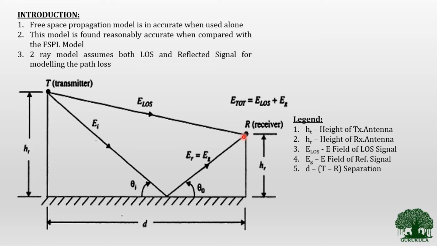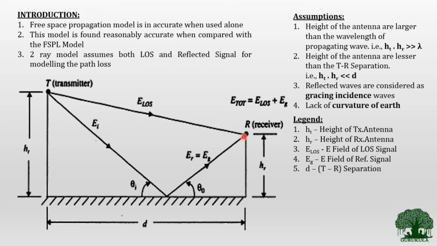So as usual, we will make certain assumptions here, as we did for the free space propagation model, and the assumptions go like this. The first assumption is that the heights of the antennas are larger than the wavelength of the propagating wave. That is, the heights of the antennas, HT and HR, should be much larger than the wavelength lambda. And the second assumption is that the heights of the antennas are smaller than the transmitter receiver separation. That is, HT and HR should be much smaller than the distance d between the transmitting antenna and the receiving antenna.